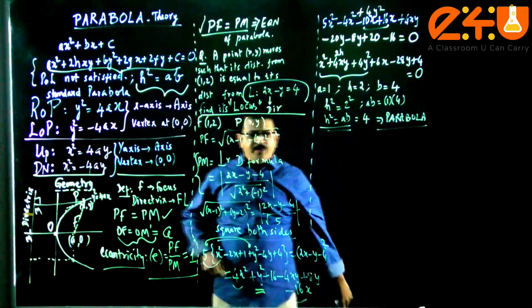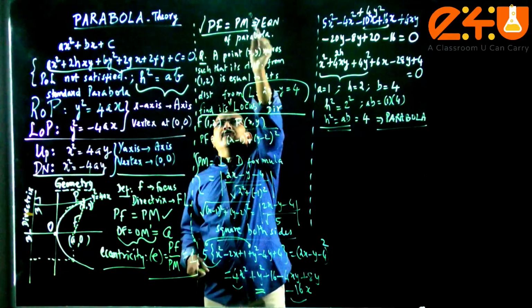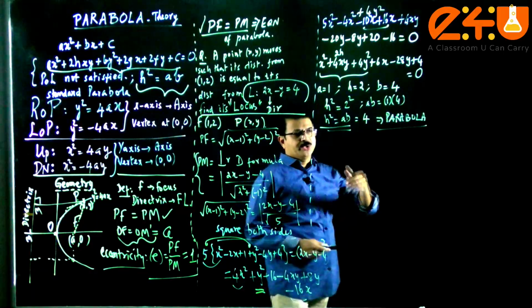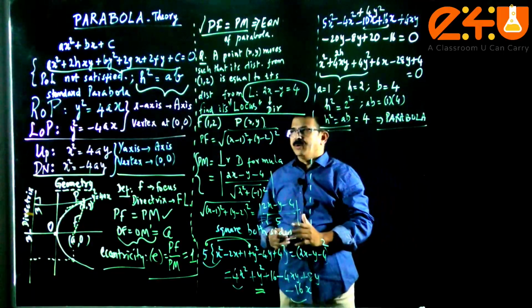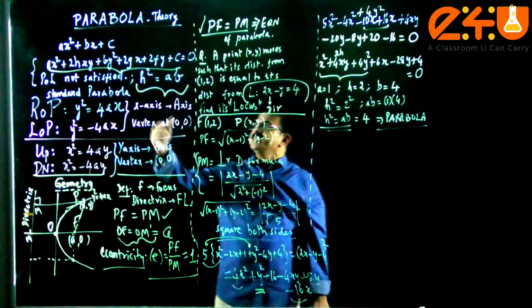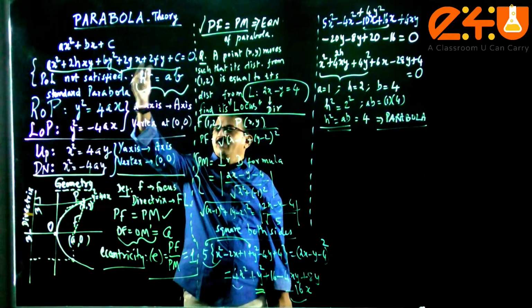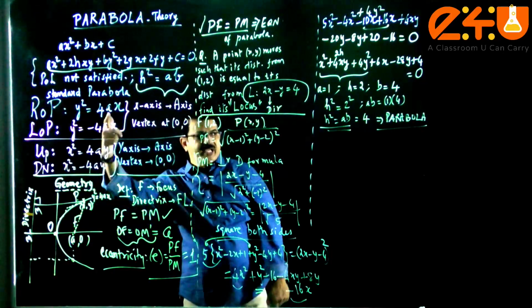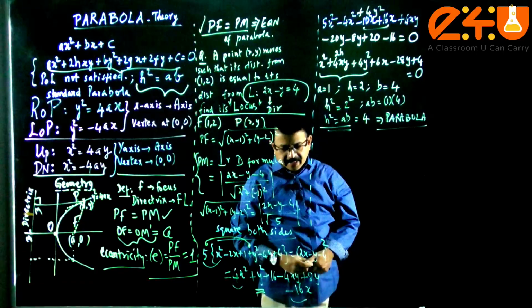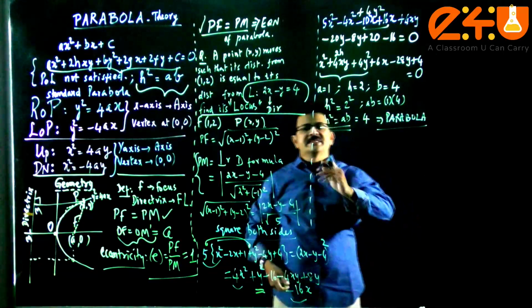So whenever you have this criterion, SP equal to PM, you will surely end up in a parabola. This is a very important concept, and you can consider it from the most general form, and there are specific basic types. I am just going to highlight what is the extended basic type.